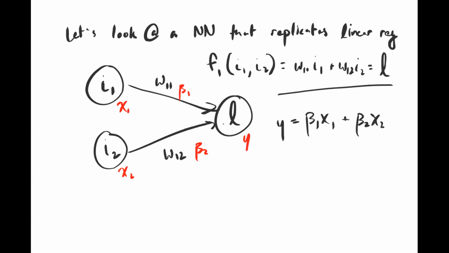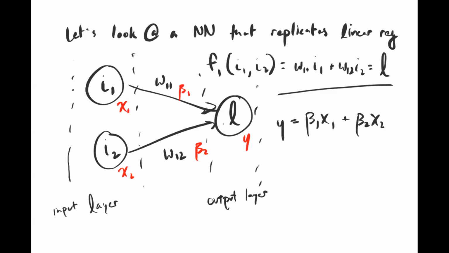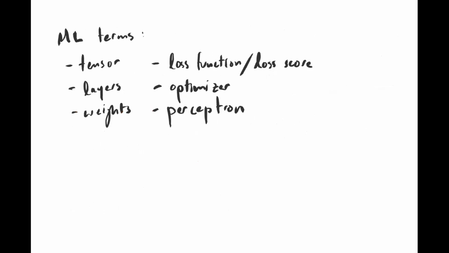So in terms of the nomenclature, we consider each of these things as a layer. So this is your input layer, and this is your output layer. And we're going to add more onto these later. The weights here are weights that you multiply against your inputs that will calibrate them to be equivalent to some kind of output that you're interested in. So already we are covering some of these terms here, right? So your layers, your weights.